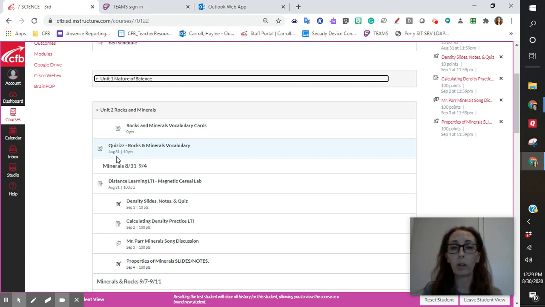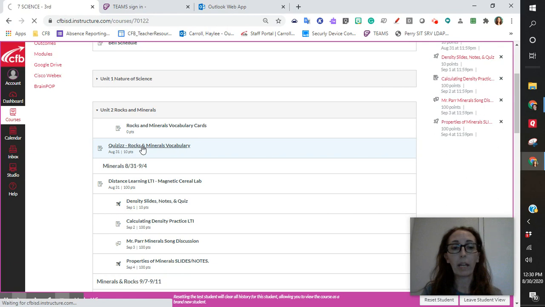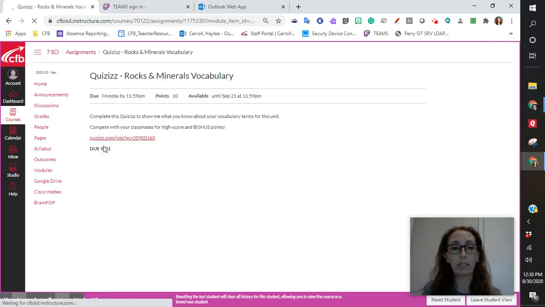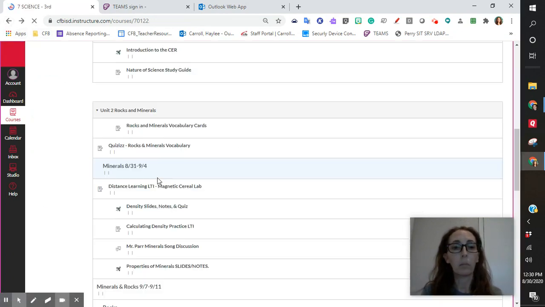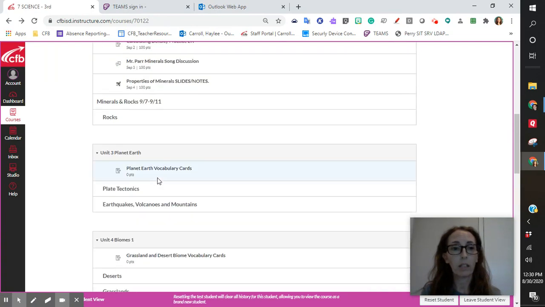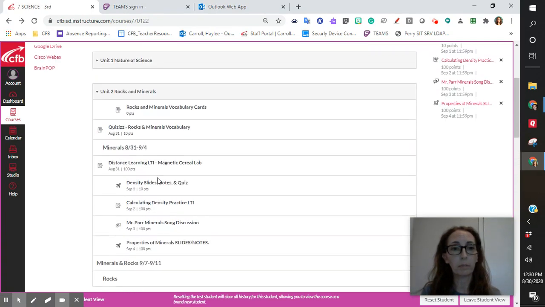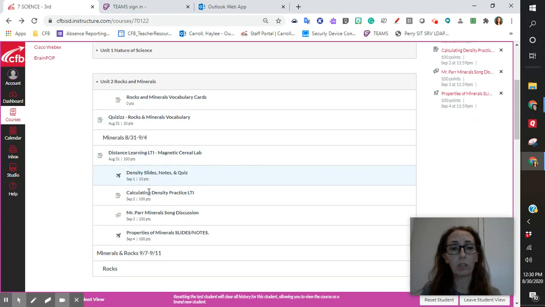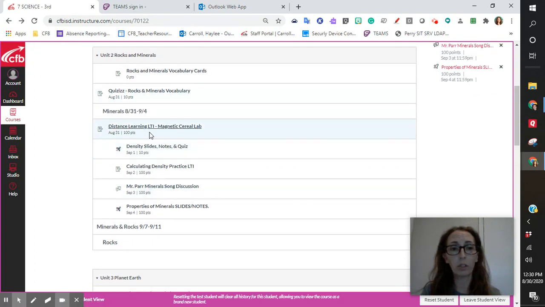It says due August 31st. This is just when it's starting. If you open that assignment, it says it's due 9/21. So that's when that assignment will close and you will no longer have access to it. Between August 31st and September 21st, you need to get that done. Back to Unit 2 here, this is all that we have that's posted currently.